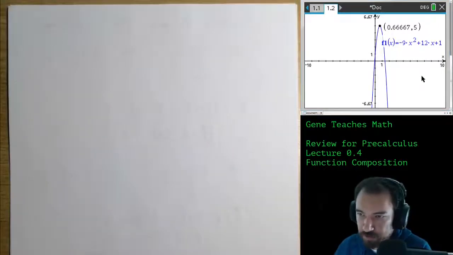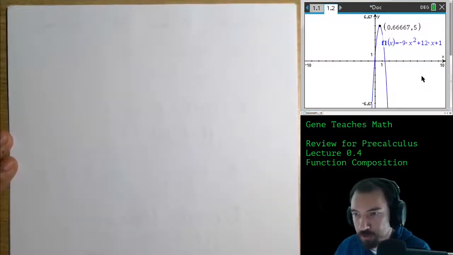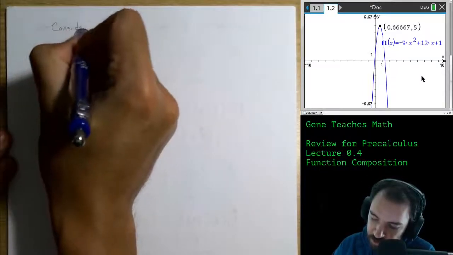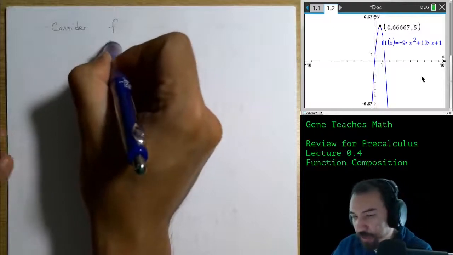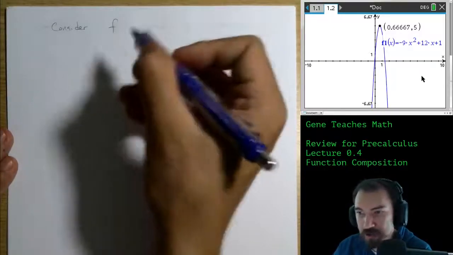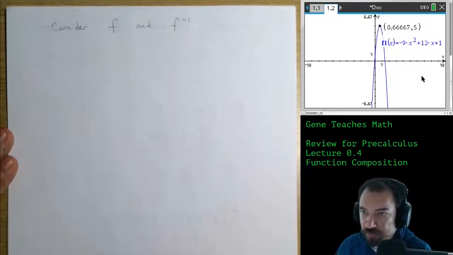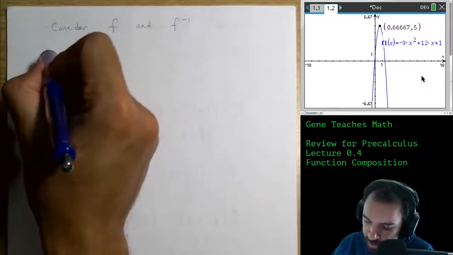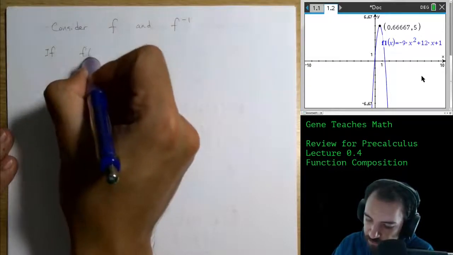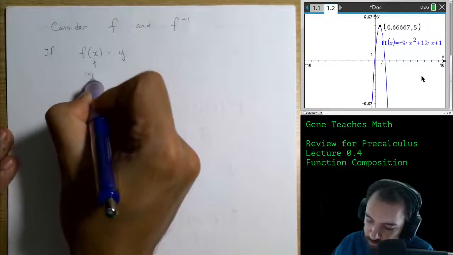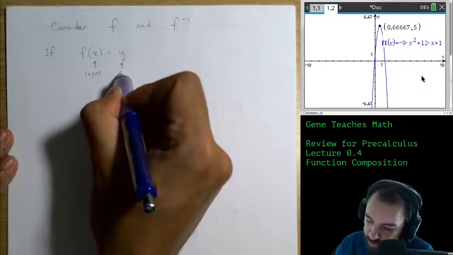The last thing I want to do today is come up with a very cool result. So I want to consider a generic function f, not the f we defined earlier today, but just a generic function called f, and its inverse function, f inverse. So the deal is, if we say f of x equals y, then the x is representing the input, and the y is representing the output.